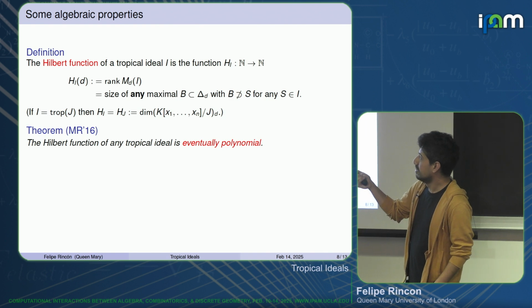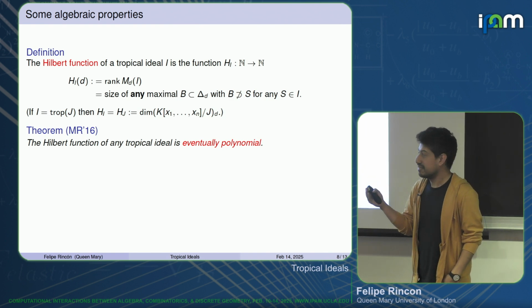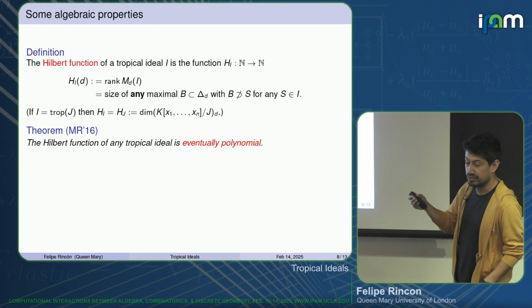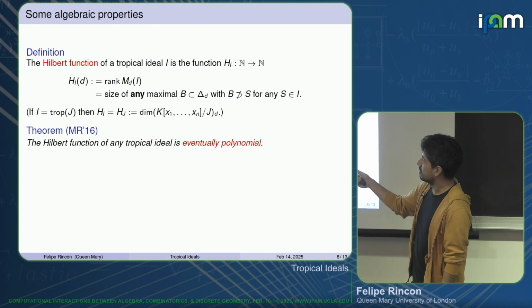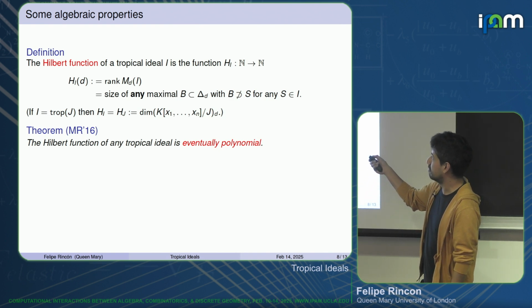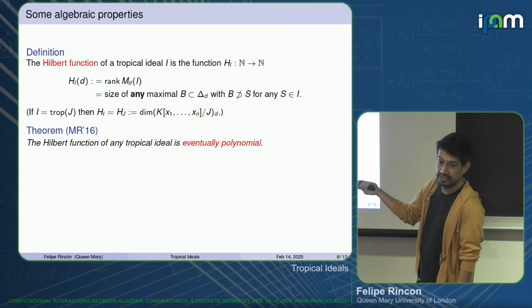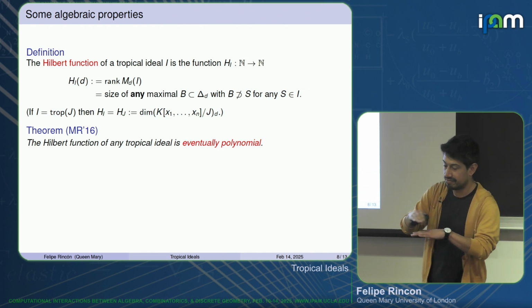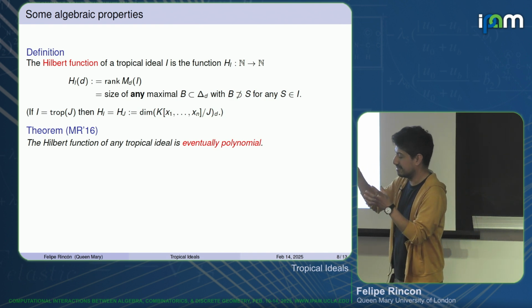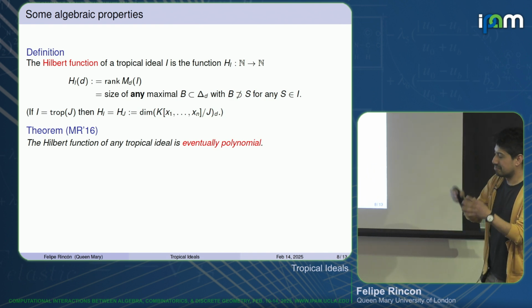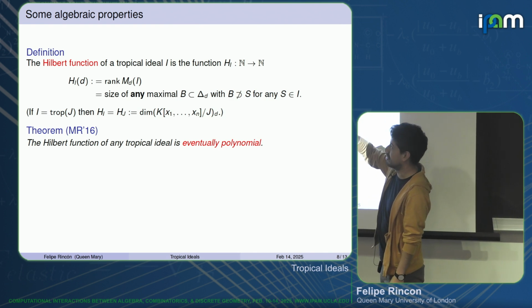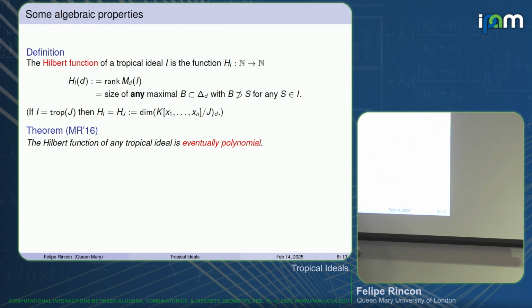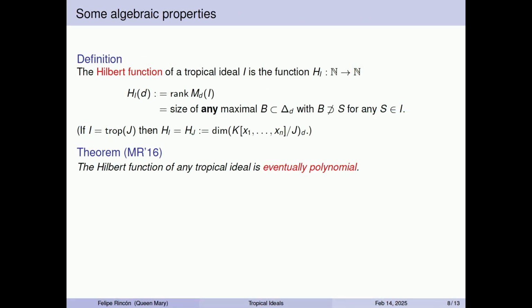For instance, they already come equipped with a notion of a Hilbert function, because you have matroids, and matroids have ranks. So the Hilbert function of a tropical ideal is the function that records for every degree the rank of the matroid that you're putting on that degree, the matroid that tells you what the polynomials of degree at most d are. If you don't remember how to get the rank from the circuits, another way of saying this is the size of any maximal subset of monomials that doesn't include one of the supports that you had.